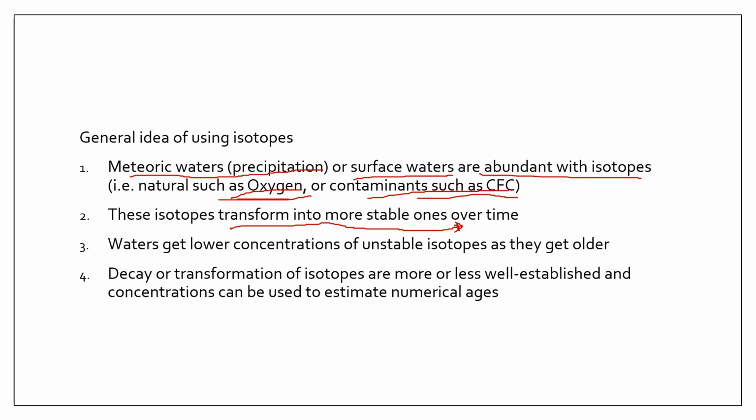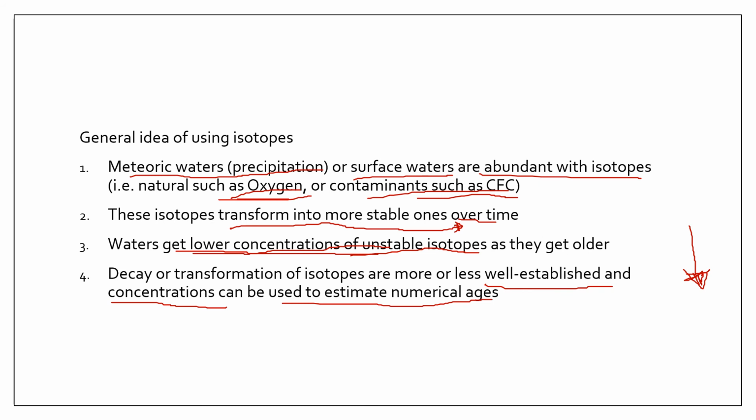And over time, water eventually gets lower concentrations of these unstable isotopes. So as your water goes down to your deep aquifers, they start to wean off their unstable isotopes. Okay? So if we can establish how much unstable isotopes are present in a given water, and if we can compare it to the well-established baseline concentrations, we can use that to accurately estimate the numerical ages of your water.